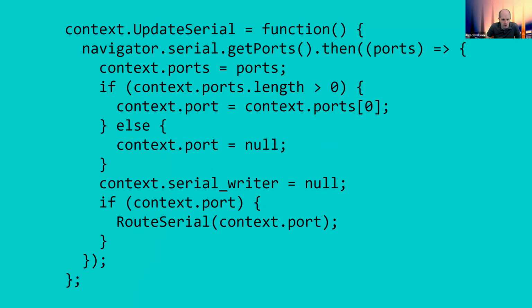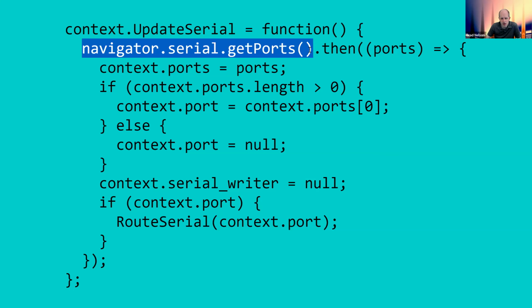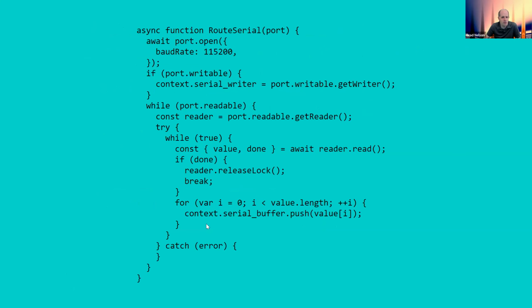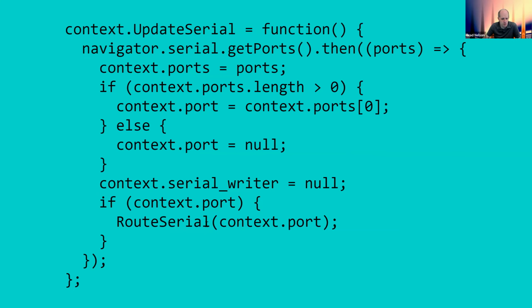I also have an operation to scan for updates. There are a couple of events that can cause changes in which serial ports are present. So I'll check to ask for a promise for the set of ports, and then the then operation lets you sort of continue once that promise has completed. And using that set of ports, I will update those state variables that I mentioned before, and then call this prior route serial operation to create a pump.